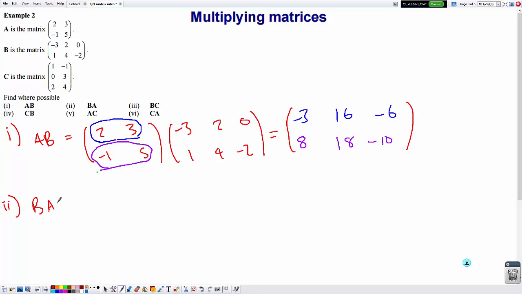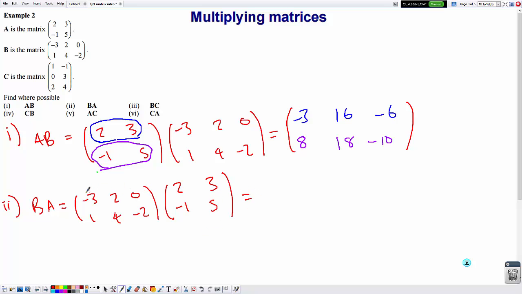So BA. We do need to write it AB. We have to write it in the same order. So let's write down B first. It's minus 3, 2, 0, 1, 4, minus 2. I'm going to multiply it by 2, 3, minus 1, 5. Okay, so let's try doing this.